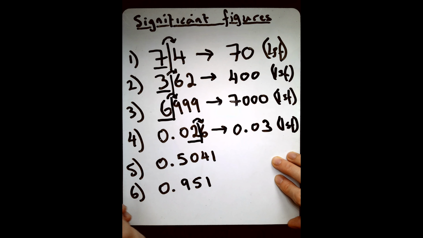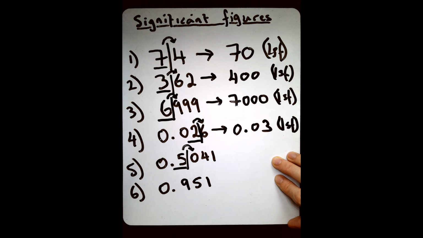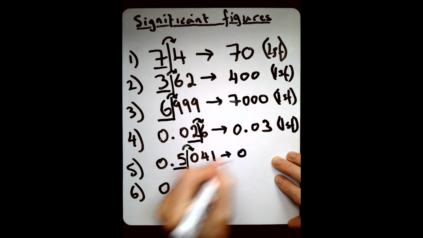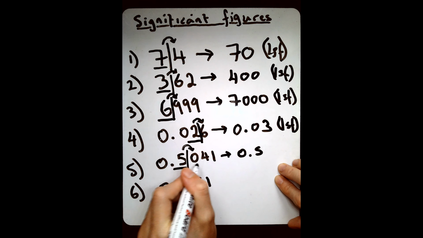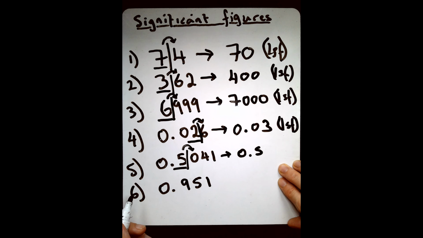Okay, next one, number 5. Again, the first 0 doesn't count. Our first significant figure is a 5. Imaginary wall. Okay, look over, it's a 0, which is obviously below 5. So this 5 just to the left of the wall stays the same. 0.5, and these all turn to zeros, but again I don't need to write these because they're not placeholders.